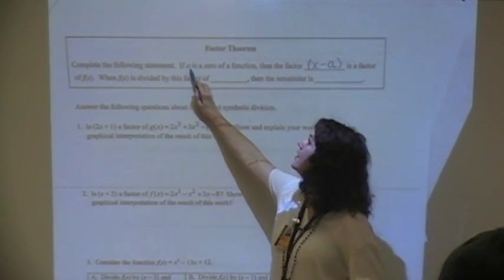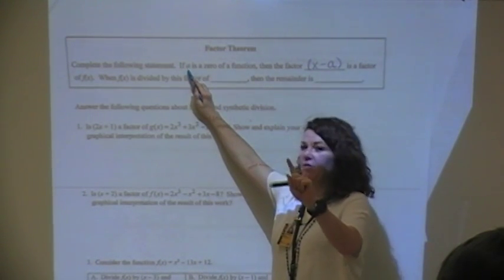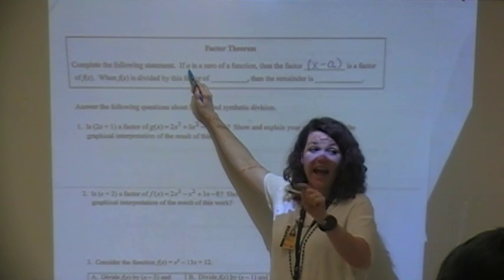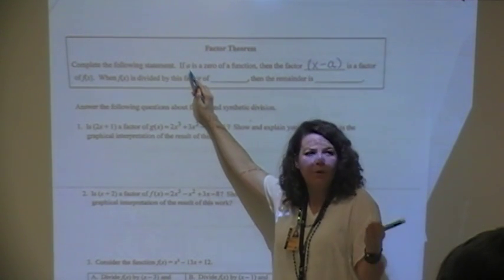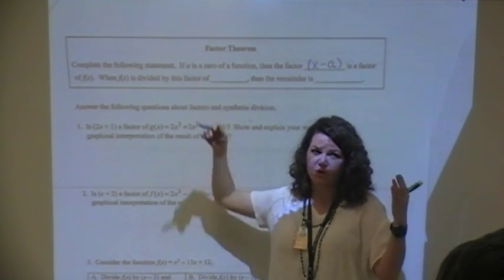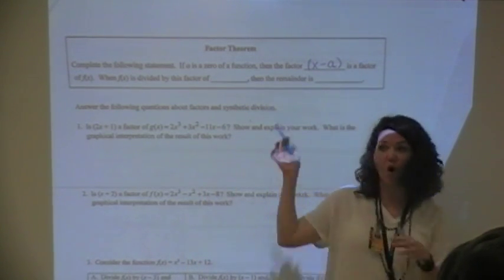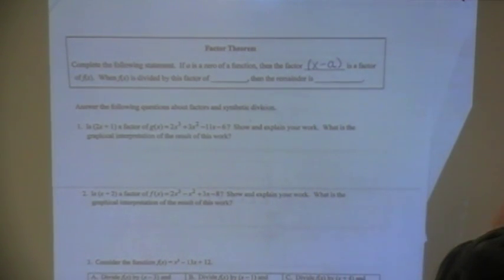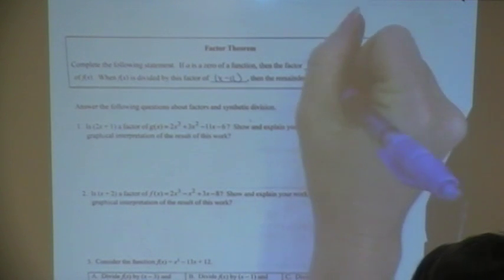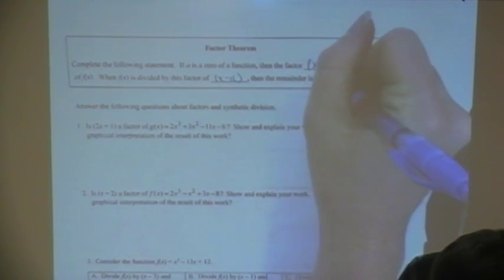So anytime you see an a, what they mean is, if you are given a number, and you're told it's a 0. So they say, hey, 7 is a 0. How would you write it as a factor? And you would just write it as x minus 7. That's all I want to know. Does that make sense? Okay, so x minus a is a factor of f of x when f of x is divided by this factor of x minus a, then the remainder should be 0.